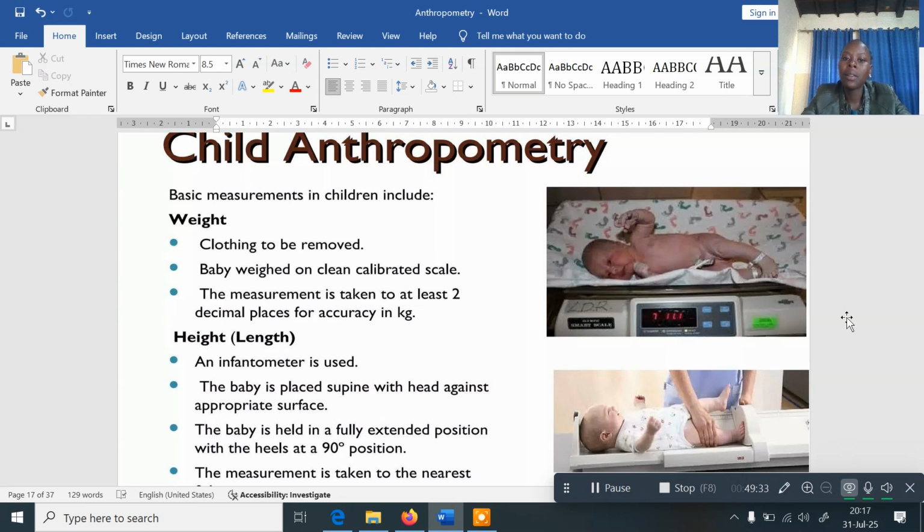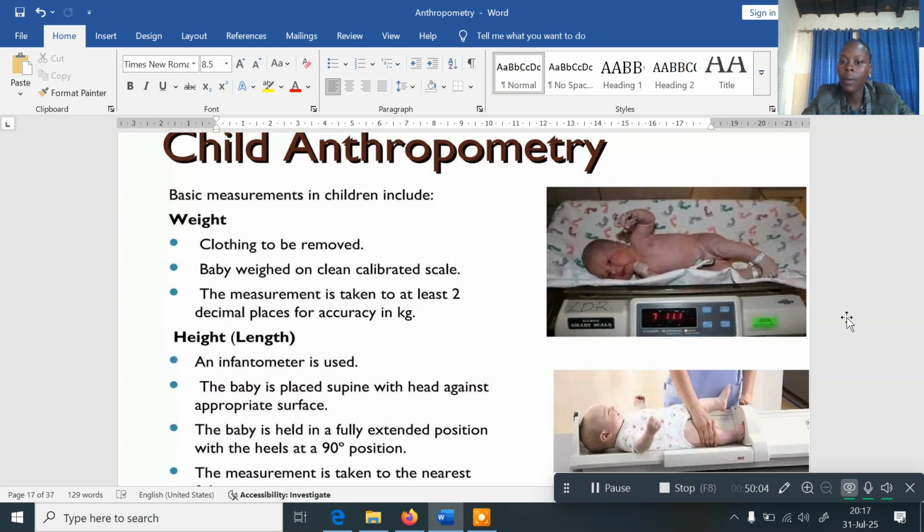So for babies, as we are taking their weight, you have to first undress them. But before you even undress them, you have to endeavor to close all the adjacent windows. Make sure that the room is warm because you're going to expose the body of the baby, okay? And they have a large surface area for heat loss. So you have to make sure that the windows are closed, the room is warm, and then you undress the baby and you start weighing.